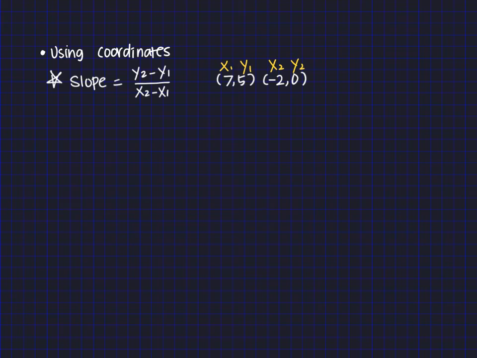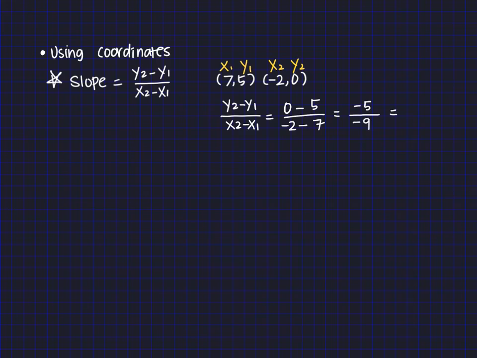And then I'm going to plug into this equation on the left. So I put the equation one more time just so that I have it right next to my numbers. Y2 is going to be 0 minus y1, which is 5. x2 is negative 2 minus x1, which is 7. And then I just work with the numbers. 0 minus 5 is going to give me negative 5. Negative 2 minus 7 will give me negative 9.